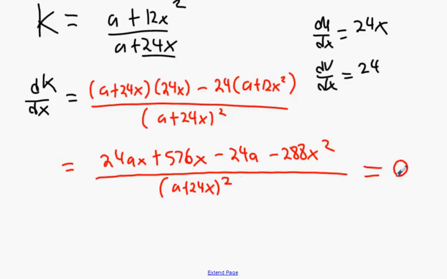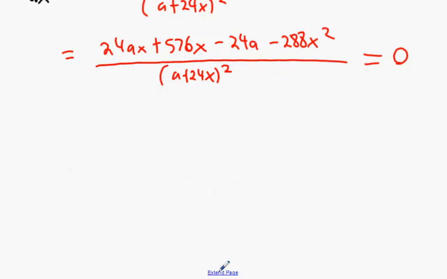Okay. Now, what happens next? Move the bottom line. Multiply by minus 1. 288 x squared minus 576 plus 24a bracket x. Oh my god. Okay.